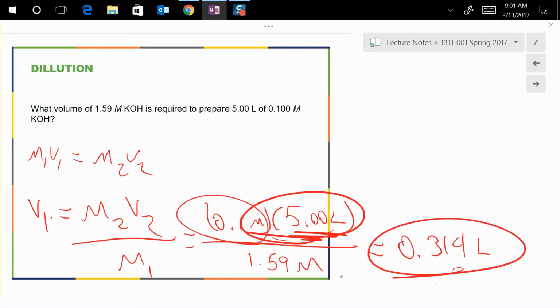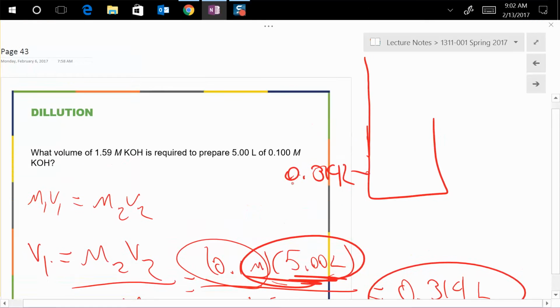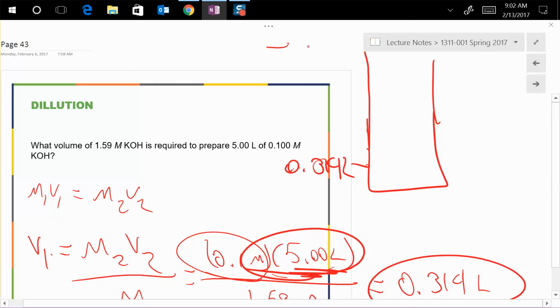So what am I starting out with? What's V1? 0.304. I started out with 0.314, and I have to go to what? 5, right? So I'm starting out at 0.314 liters, and I have to go all the way up to 5 liters. So how much water would I add to get there?